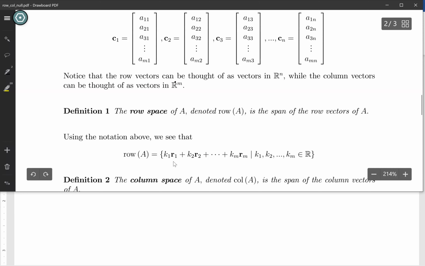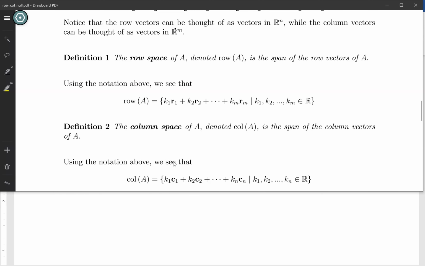Now notice that this is going to be a subspace. Remember, the span of any set of vectors is always a subspace. So the row space is always going to be a subspace of Rn. Remember, we can think of the row vectors as being vectors in Rn, so this will always be a subspace of Rn.